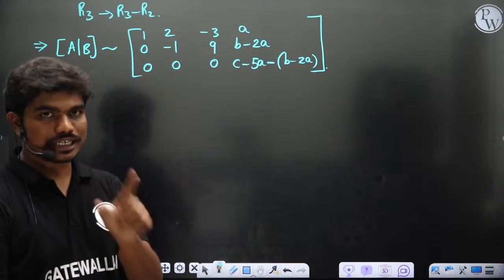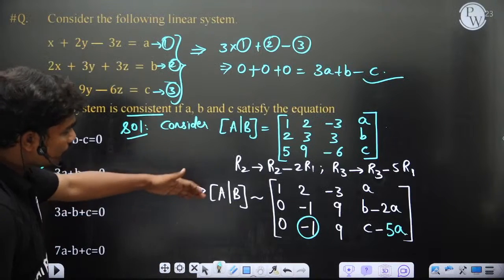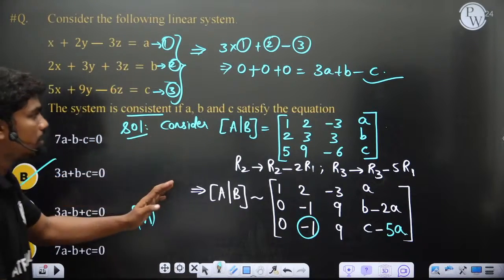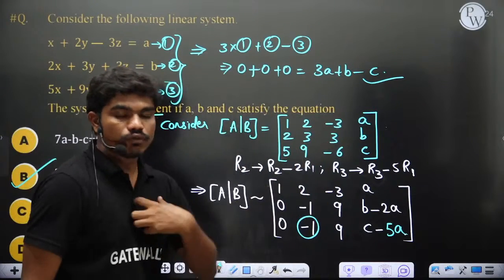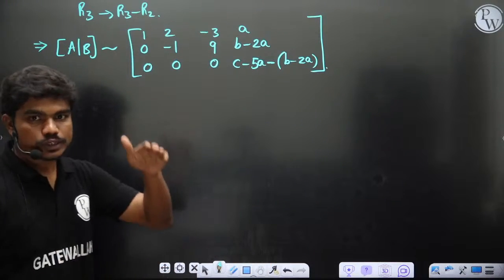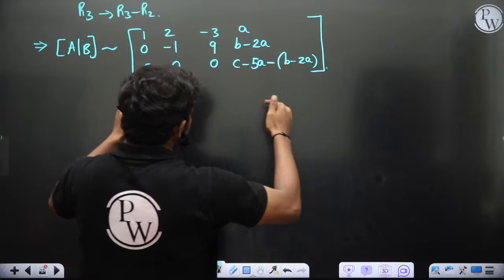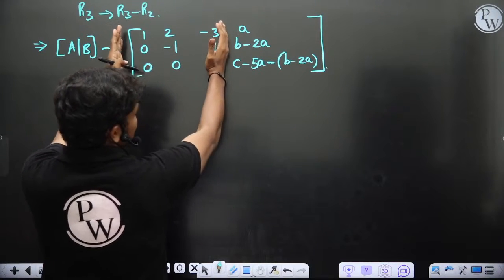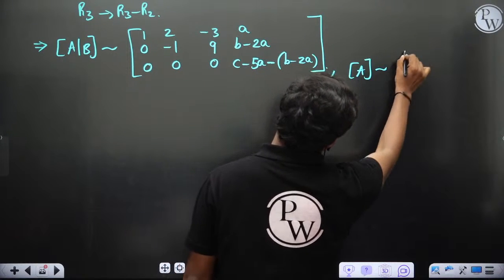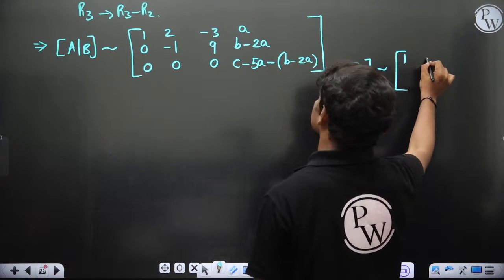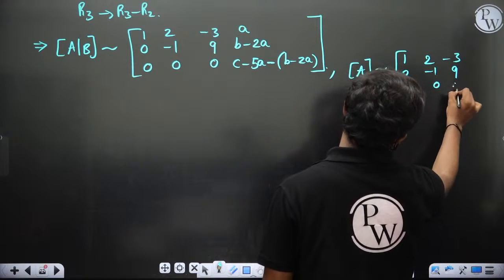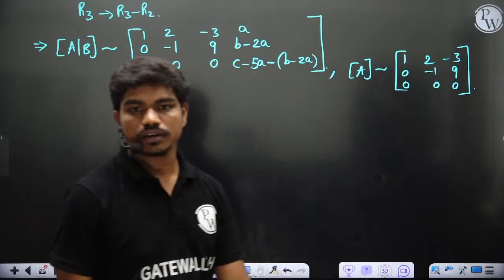Now try to understand something, guys. If I want to calculate the rank of A initially, I have this matrix, and basically this part is actually A. I can calculate the rank of A by converting A to row echelon form, correct? If I convert A to row echelon form, I would have got this matrix: 1, 2, minus 3; 0, minus 1, 9; and 0, 0, 0. Yes or no?